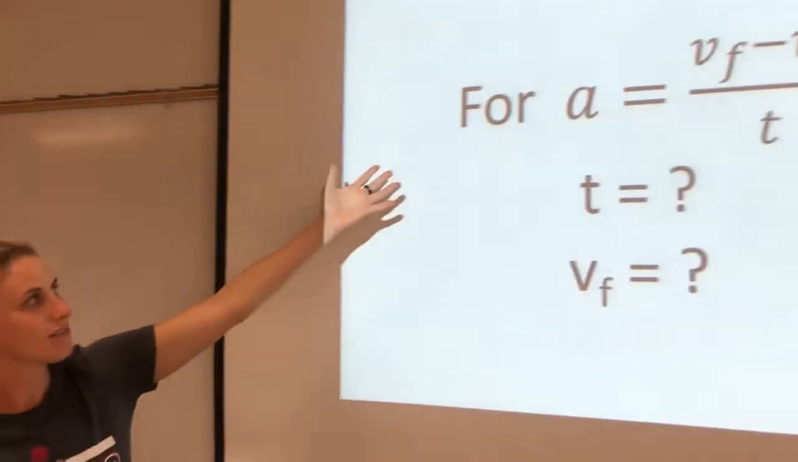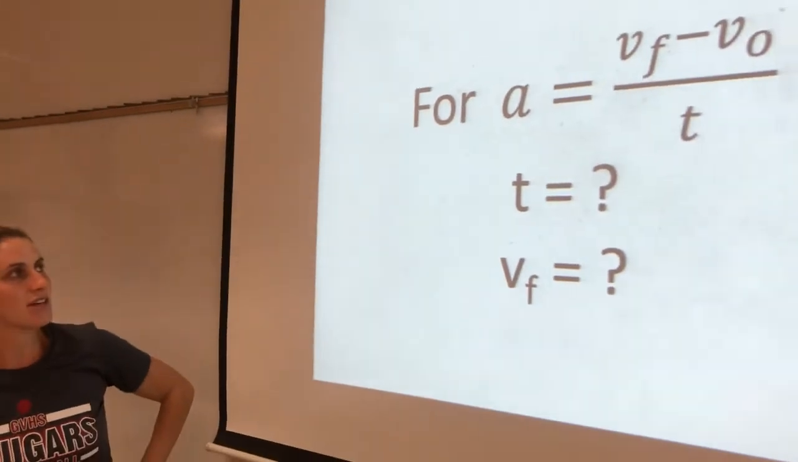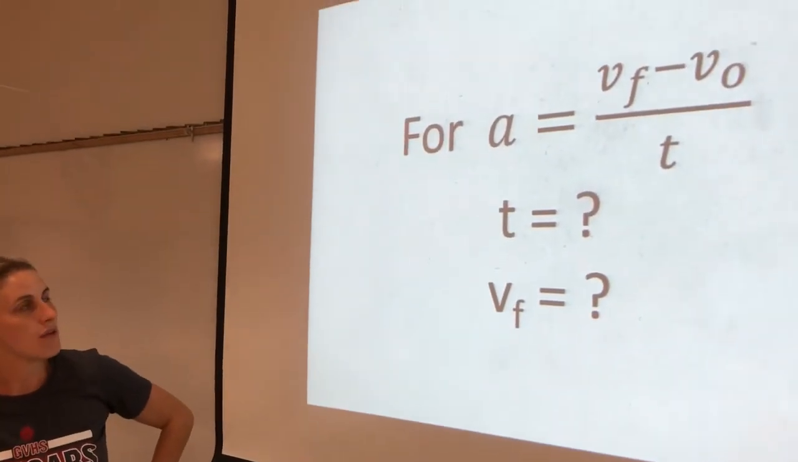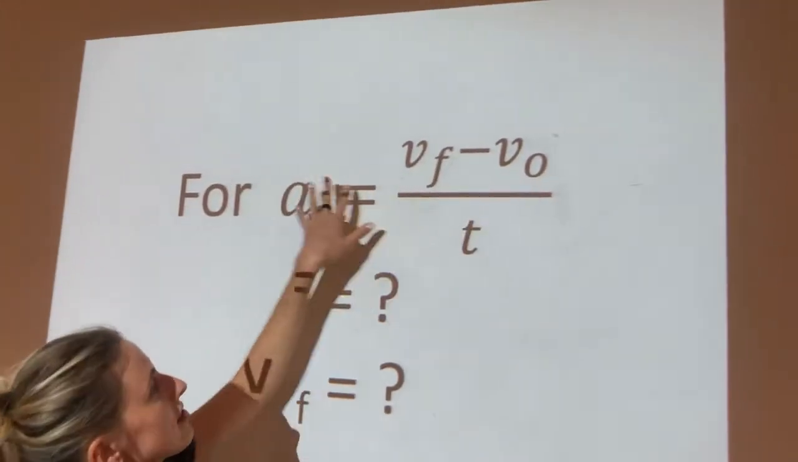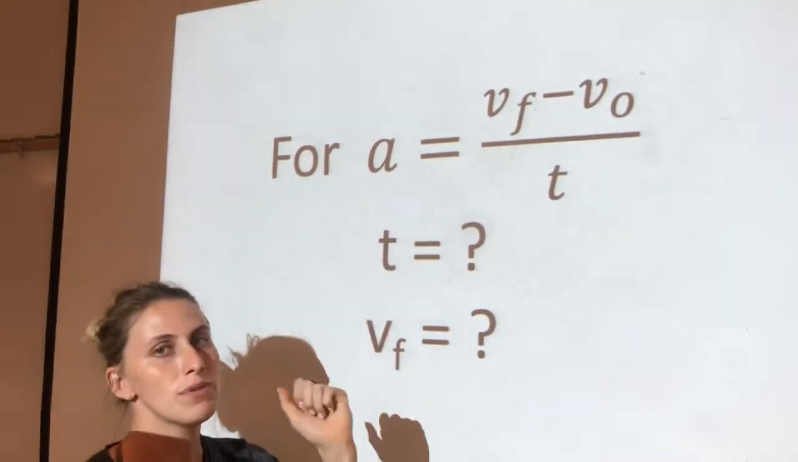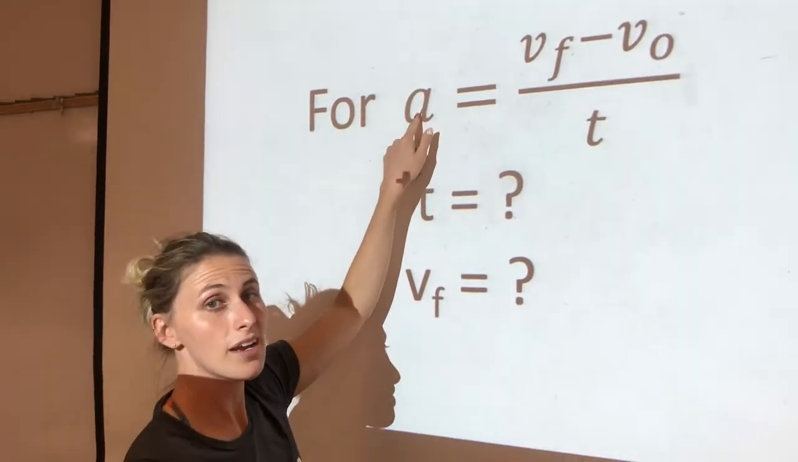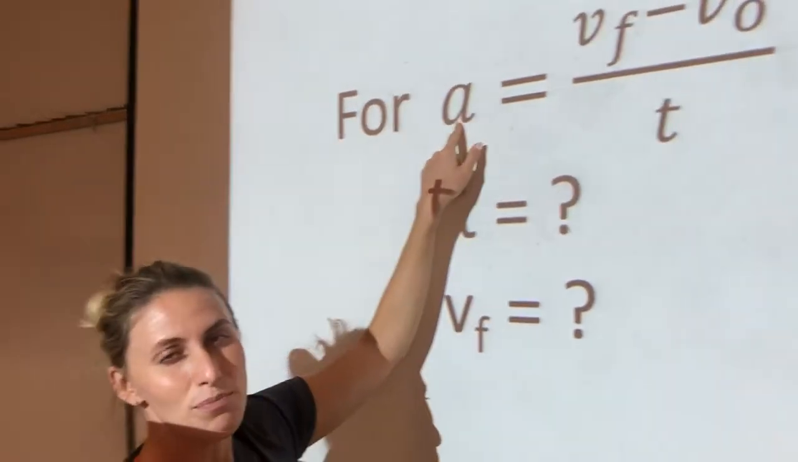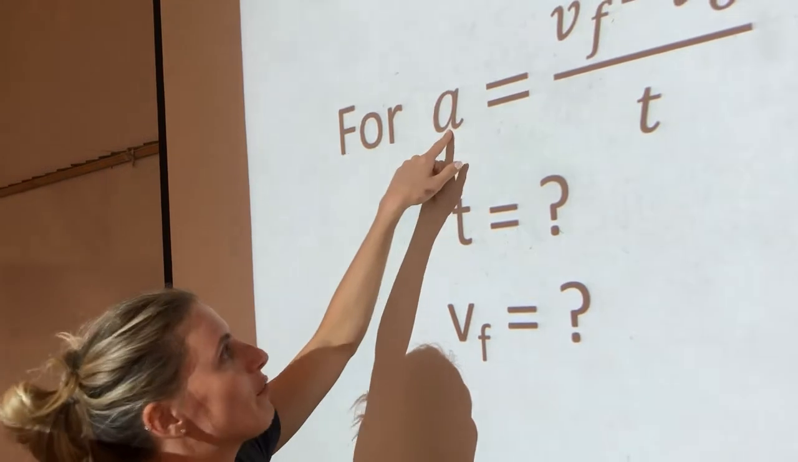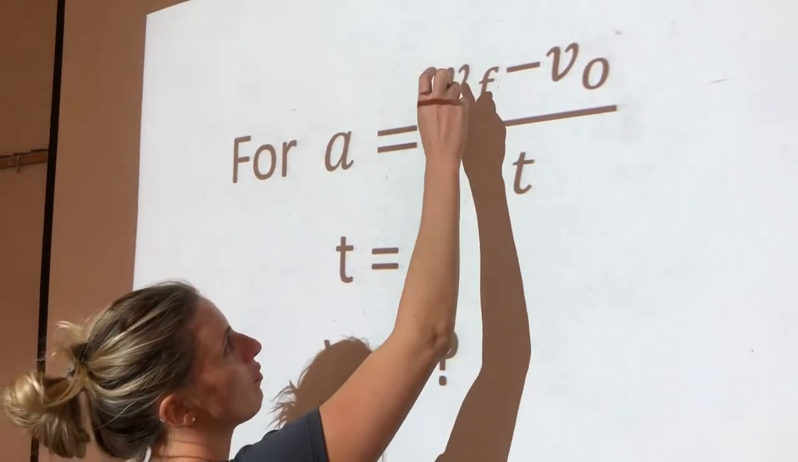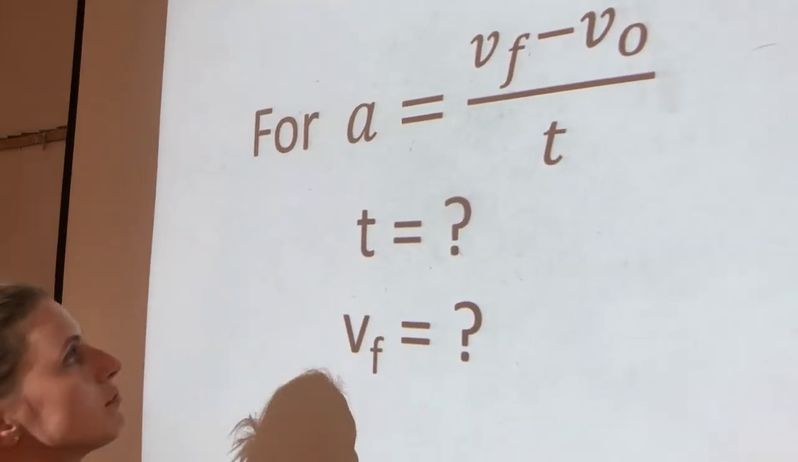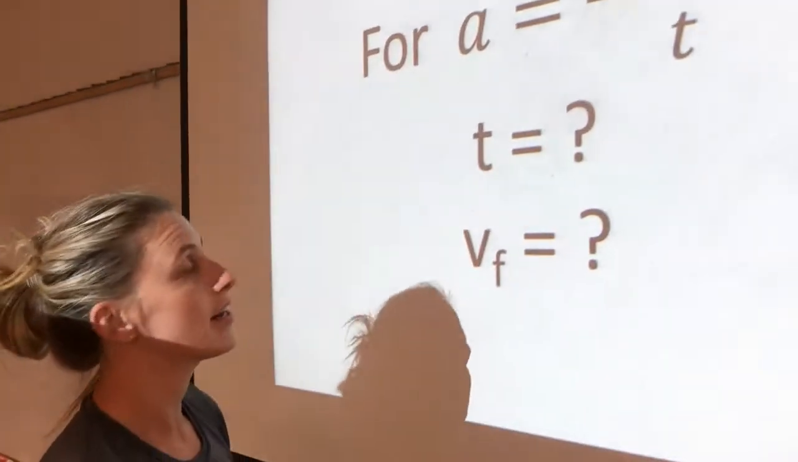You've seen this before. This is our definition of acceleration. It represents the relationship between all of these things. However, we have only been solving for acceleration, right? And it doesn't have to be like this. We can solve for other things. We can solve for time. We can solve for velocity final. We could solve for any of the variables there.